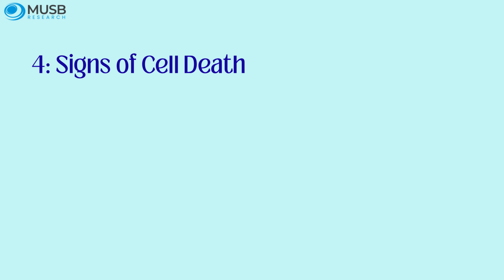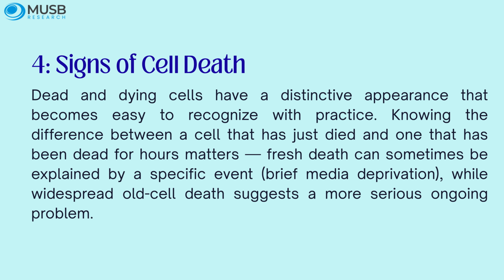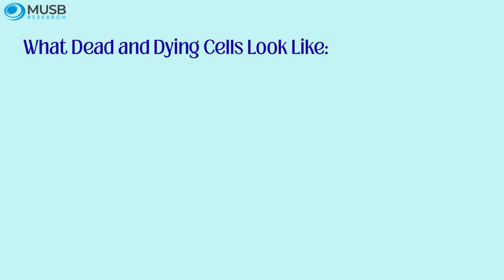Assessment 4. Signs of cell death. Dead and dying cells have a distinctive appearance that becomes easy to recognize with practice. Knowing the difference between a cell that has just died and one that has been dead for hours matters. Fresh death can sometimes be explained by a specific event, brief media deprivation, while widespread old cell death suggests a more serious ongoing problem. What do dead and dying cells look like?